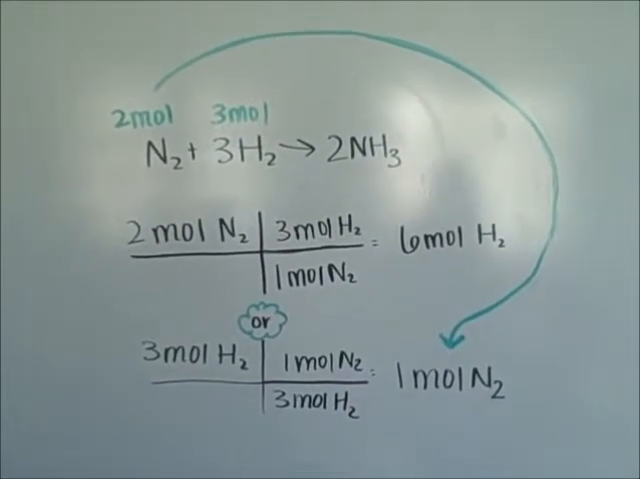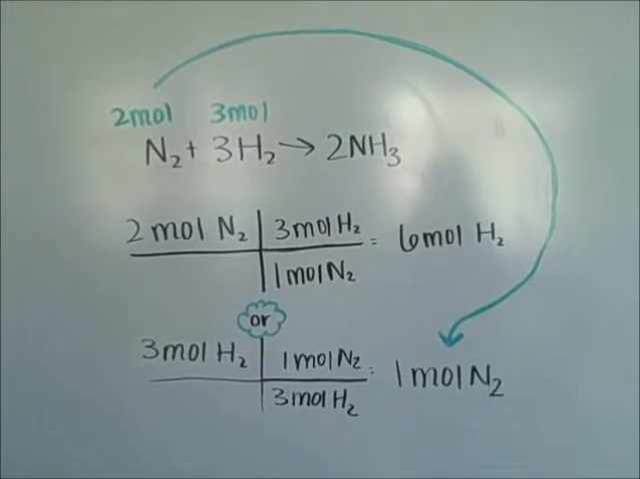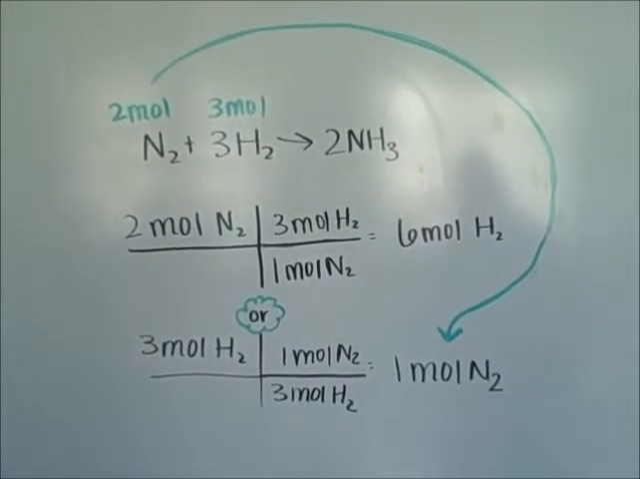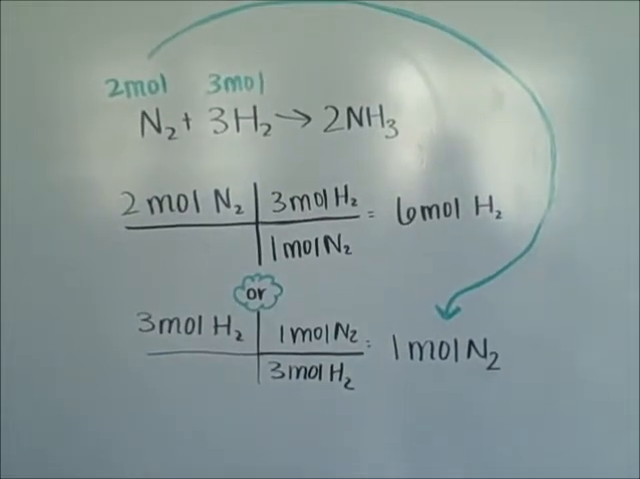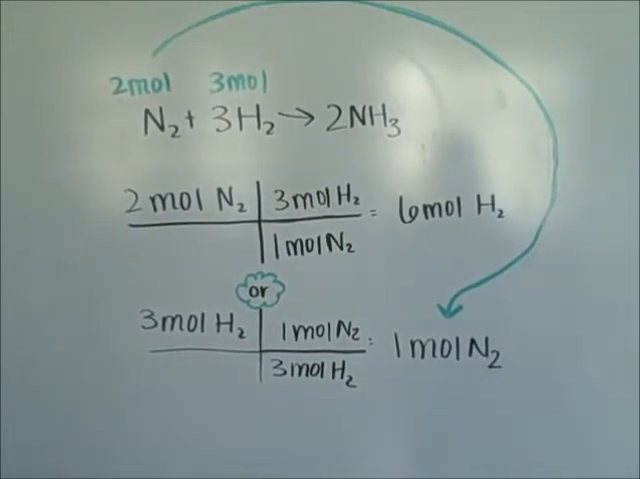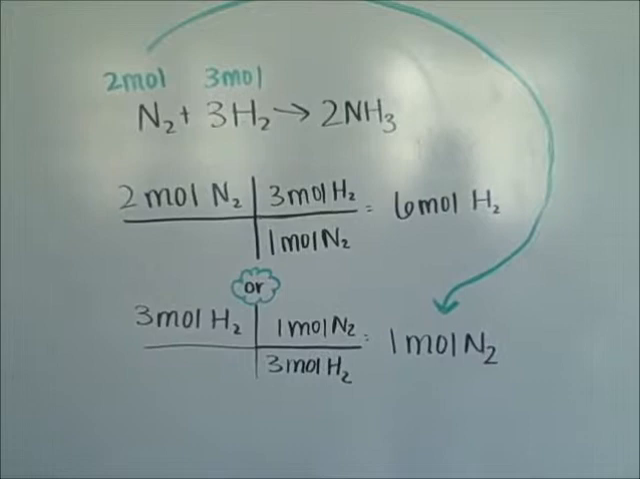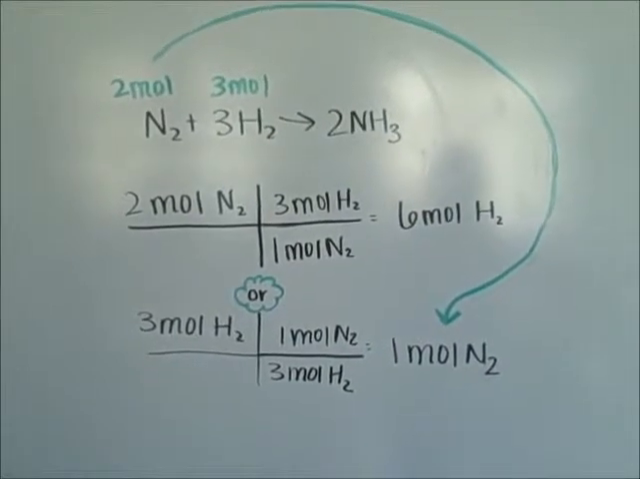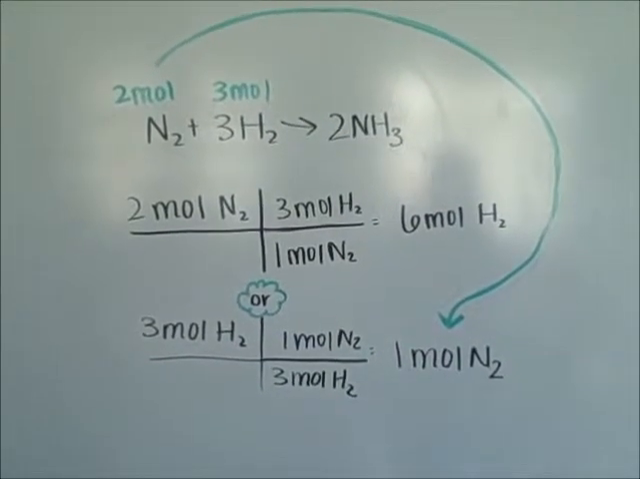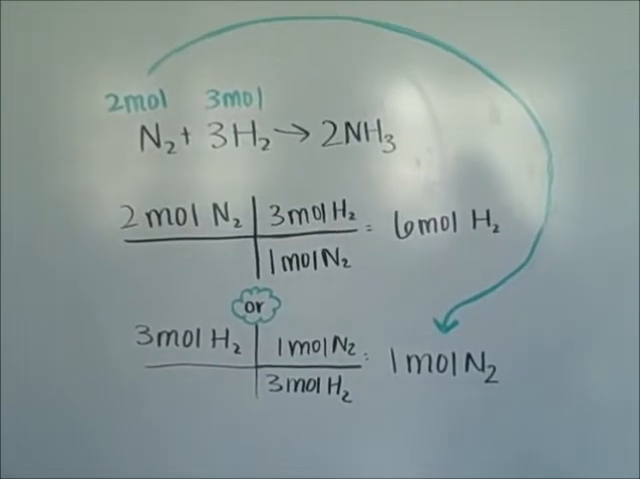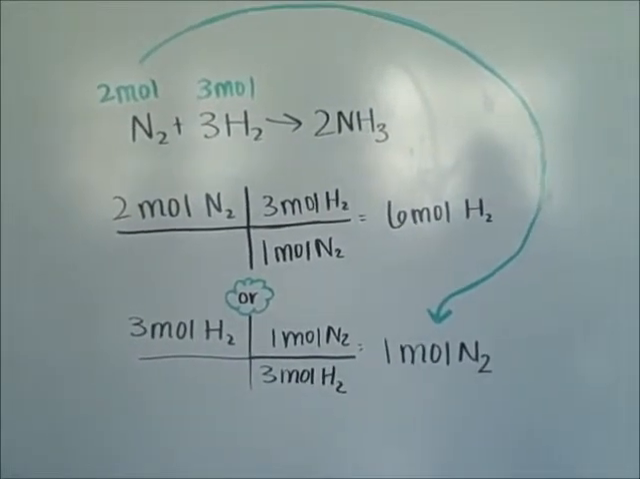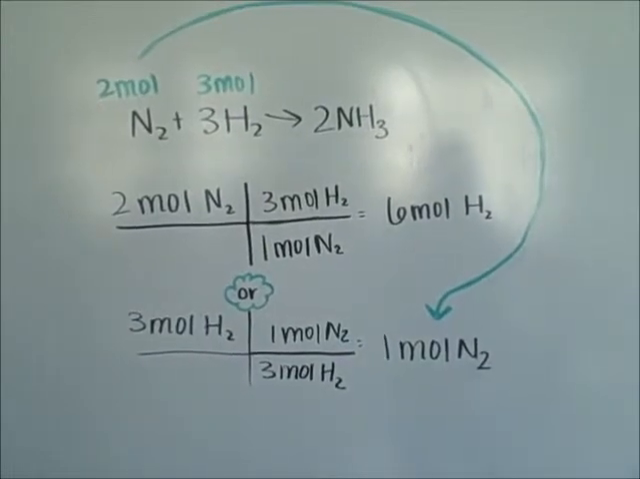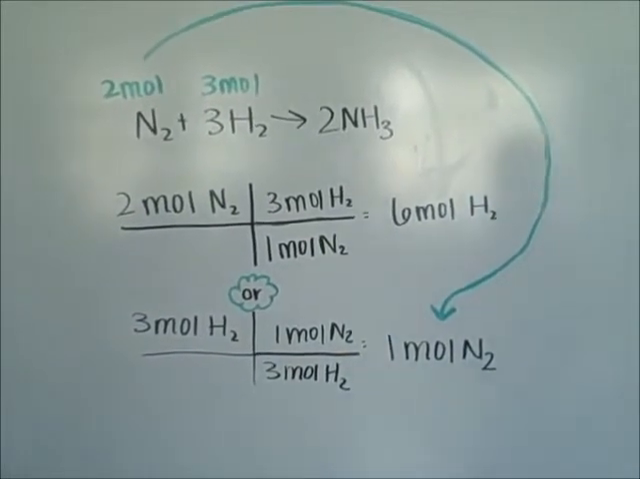Another way to determine the limiting and excess reactants is to start with your moles of hydrogen gas. We start with our 3 moles of hydrogen gas and use the same ratio from nitrogen gas to hydrogen gas, resulting in 1 mole of nitrogen gas. Since we started with 2 moles, but it only takes 1 mole to react completely with the 3 moles of hydrogen gas, nitrogen gas is our excess reactant and hydrogen gas is our limiting reactant.